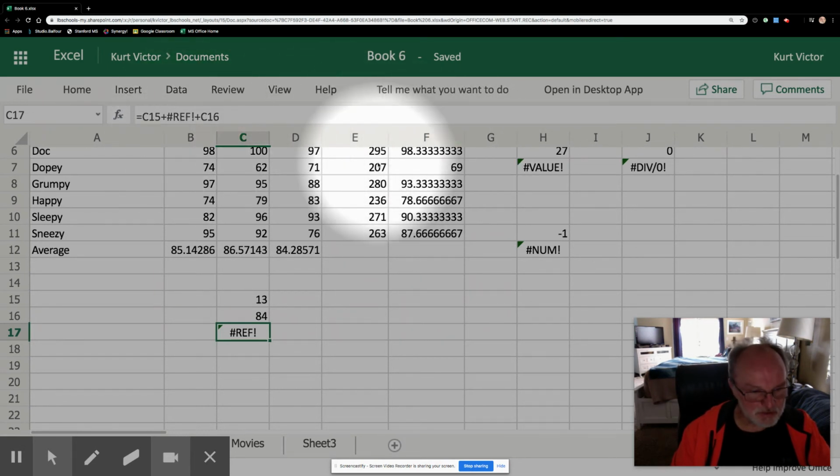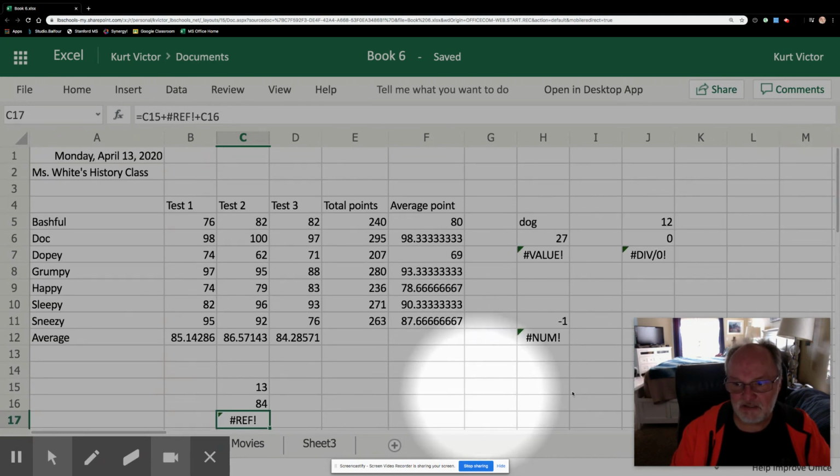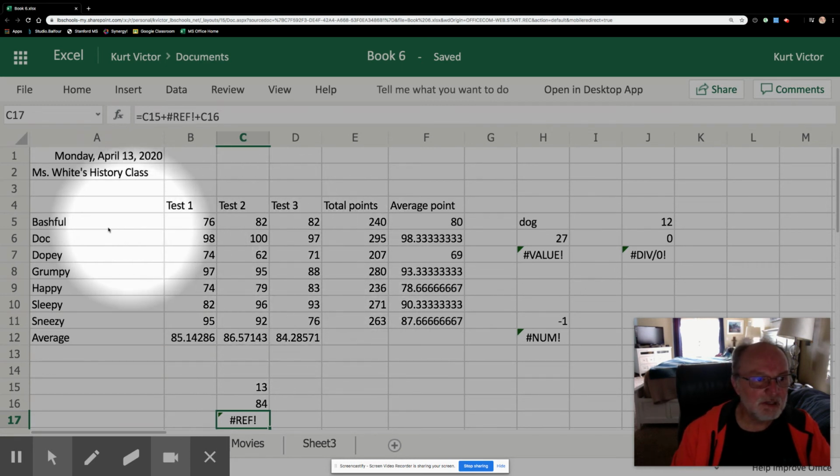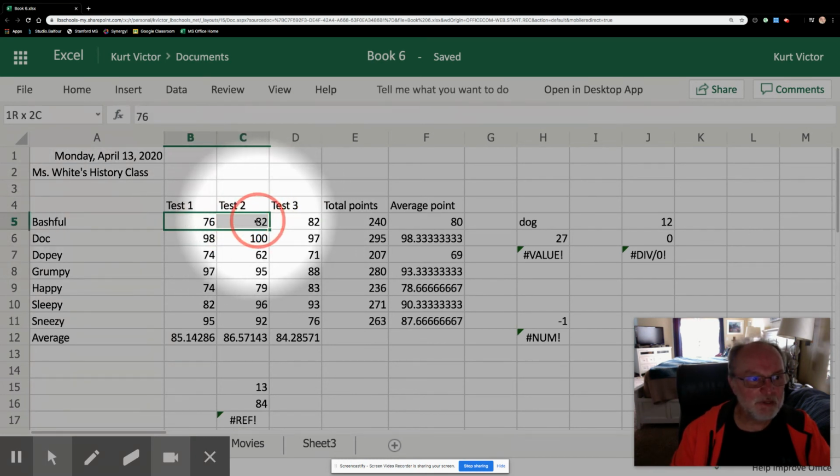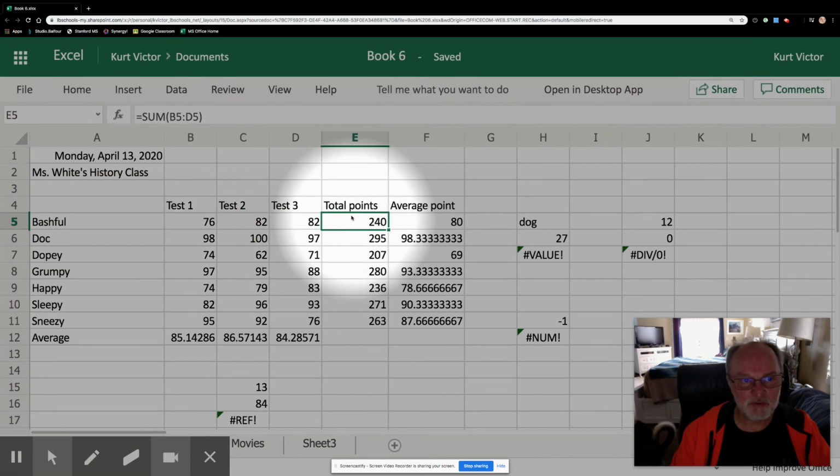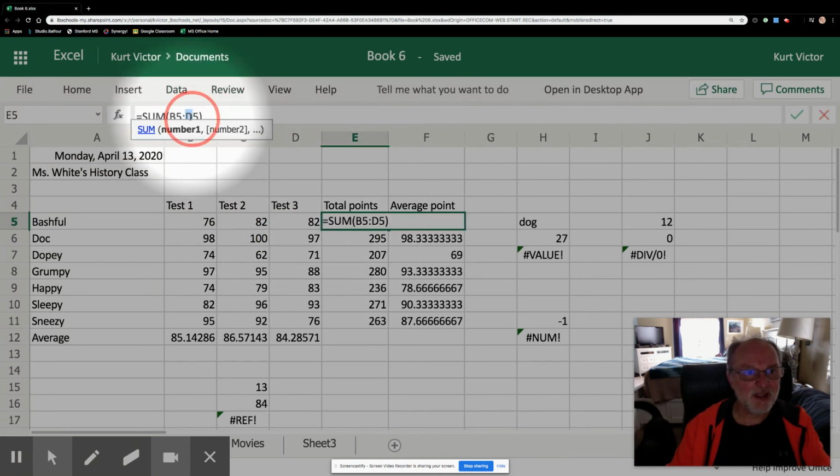Let's see, what do we talk about? Misspelled functions we talked about. Values plus labels, divide by 0, square root of negative numbers. The only last one to talk about is circular reference. So if we're adding a number and including the answer in the formula, it sounds a little complicated. Let me show you what I mean. Let's say we're figuring out Bashful's grades. We're adding up test 1, 2, and 3. So that should be adding cells B5, C5, D5, and we're going to put that formula here.